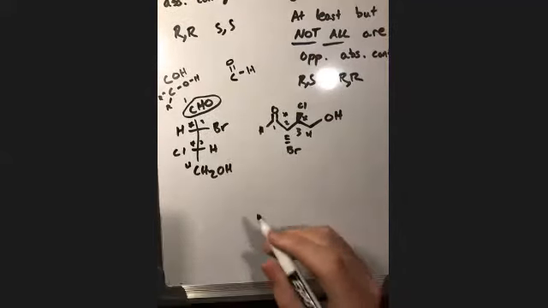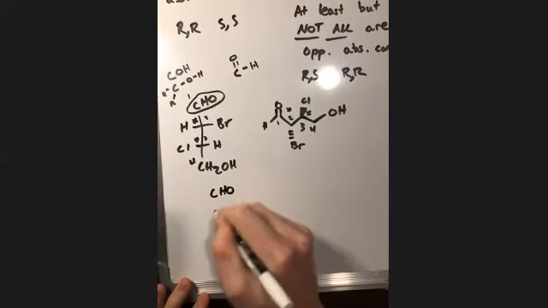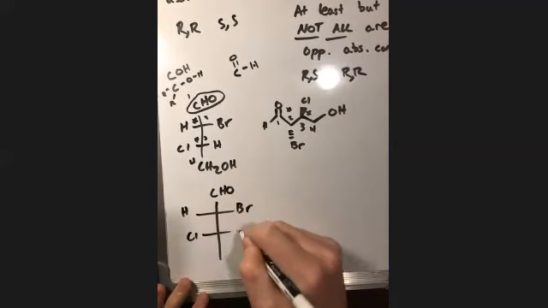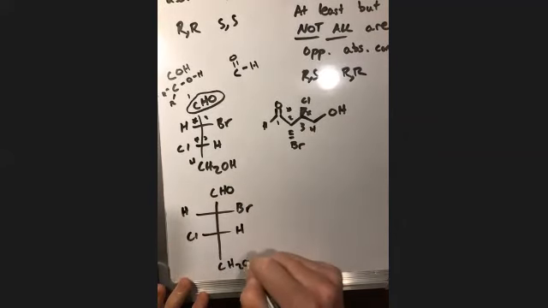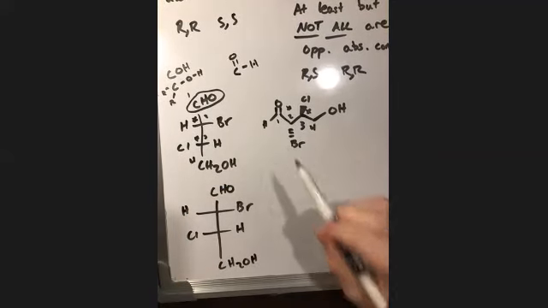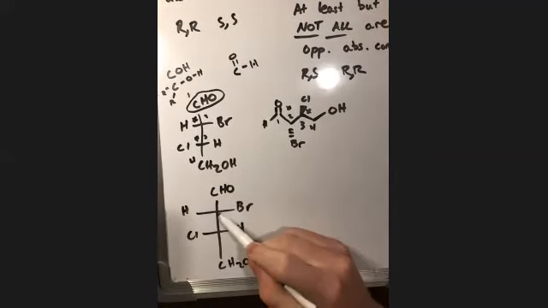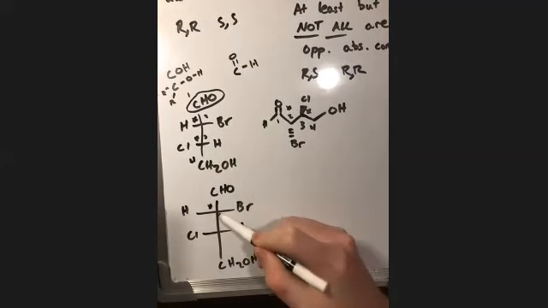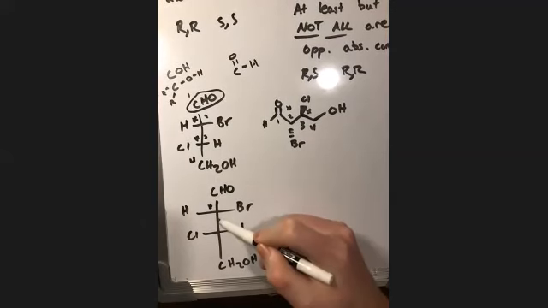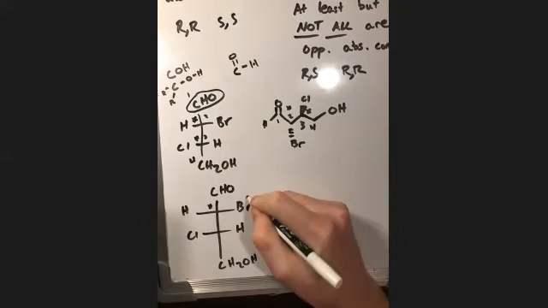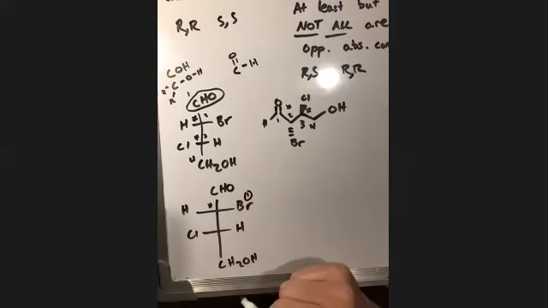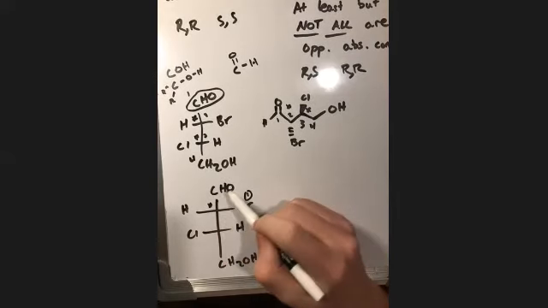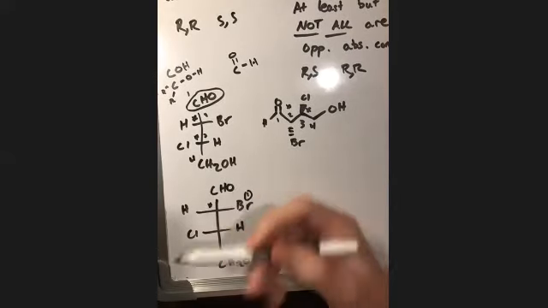Now, let's redraw this and determine R and S at each center. And there's 2 here in this case. Okay, so here we have a bromine attached, so we're looking at this center. It's bound to a bromine, a carbon, a hydrogen, and another carbon. So we don't have to continue at this point because bromine is higher priority than carbon because it has a higher atomic number. Then we have a carbon bound to 2 oxygens in our Cahn-Ingold-Prelog rules.